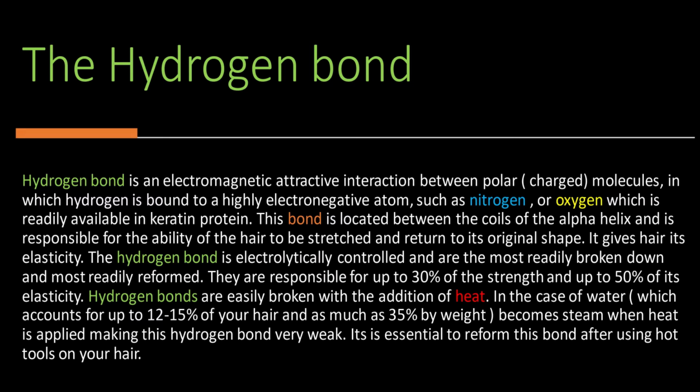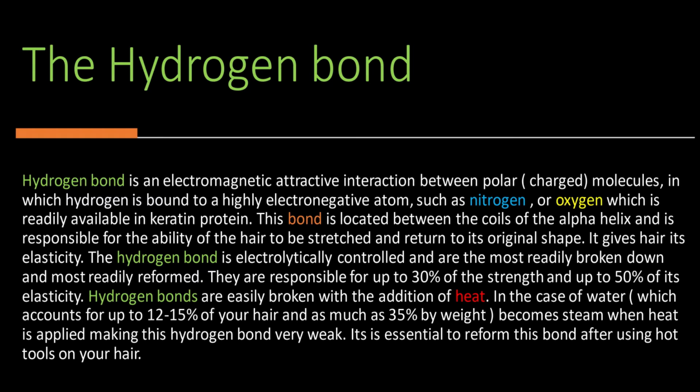The hydrogen bond. A hydrogen bond is an electromagnetic attractive interaction between polar, charged molecules, in which hydrogen is bound to a highly electronegative atom, such as nitrogen or oxygen, which is readily available in keratin protein. This bond is located between the coils of the alpha helix and is responsible for the ability of the hair to be stretched and return to its original shape. It gives hair its elasticity.